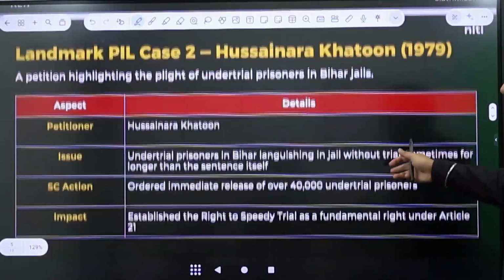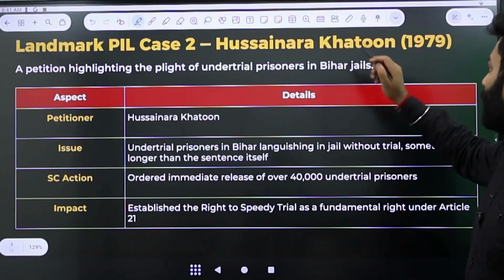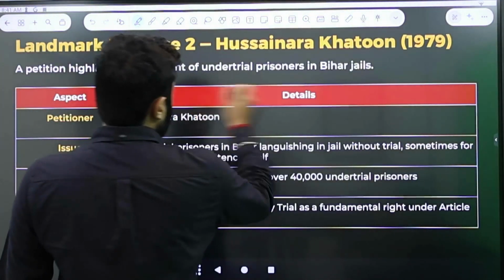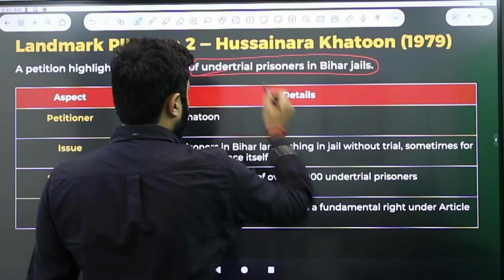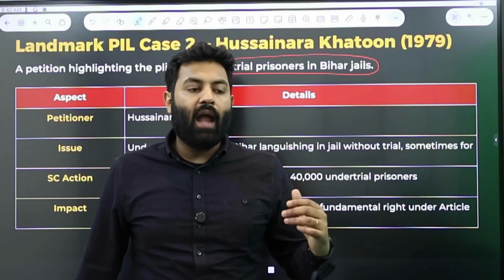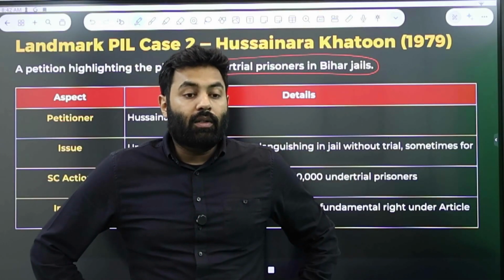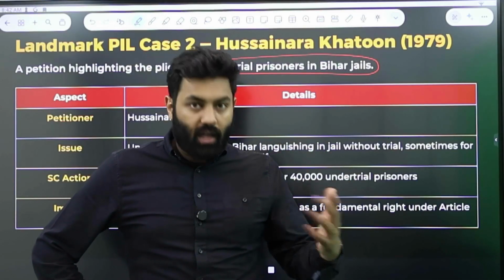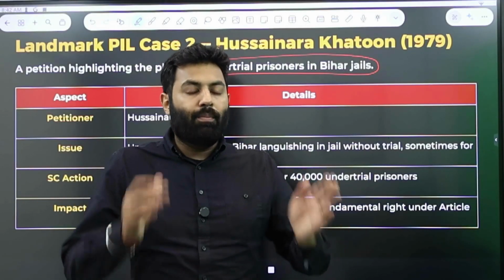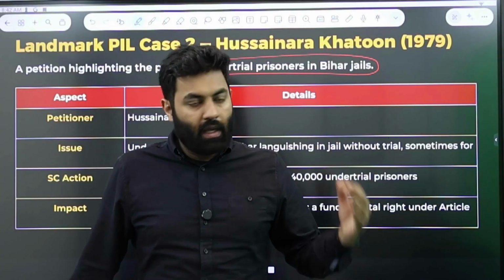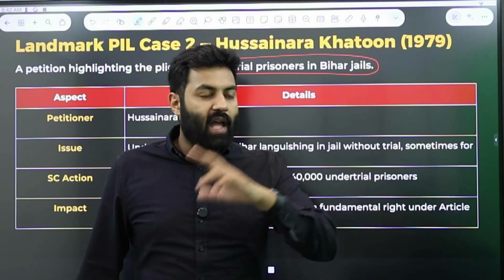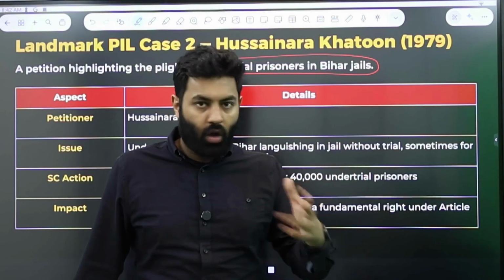The second landmark case was Hussainara Khatoon, 1979, a petition highlighting the plight of undertrial prisoners. Undertrials are those whose trial is still going on and who have not been finally given their punishment. They are not yet undergoing the punishment. Their trial is still going on. They need to be in the jails, and whenever there's a hearing of the court, they need to come to the prison.